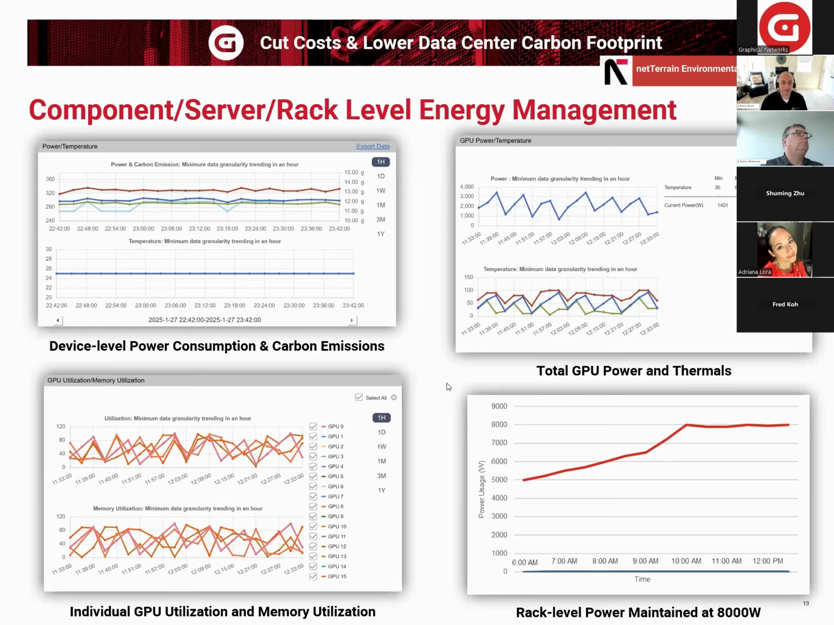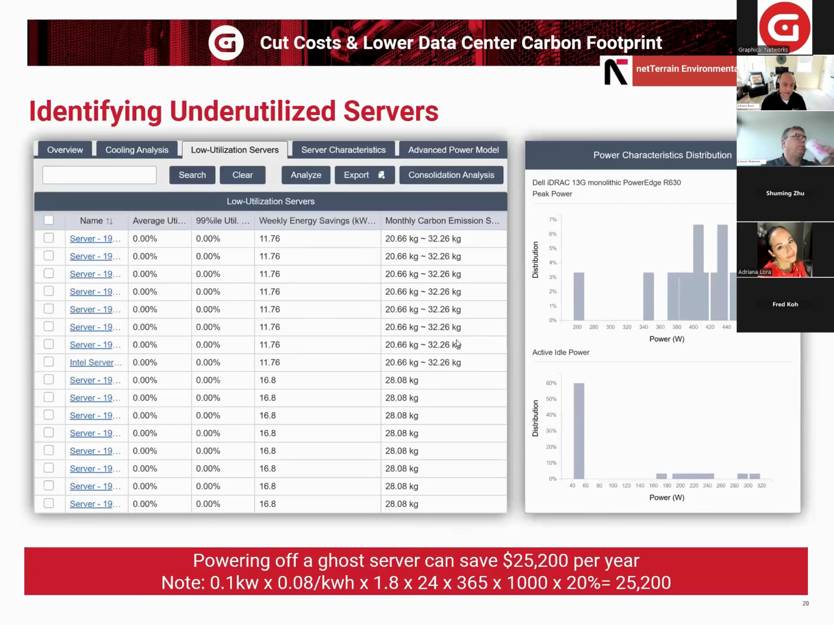So moving forward, another interesting use case is being able to identify underutilized servers. This sounds a little bit too simple, but there were studies even as late as the second half of last year, which have shown that there could be up to 20 or even 30% of underutilized servers in any particular data center, especially the ones that are not running GPU workloads consistently.